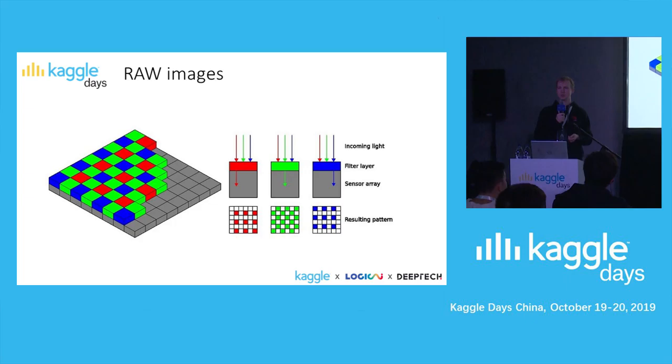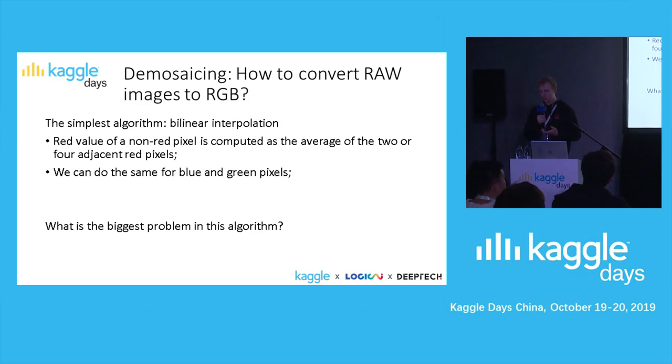So, does anyone know how we can do it? Some algorithms or some ideas? Basically, the simplest algorithm is very, very simple. No idea. Okay. So, the simple algorithm is just a linear interpolation. We can just take one, for example, red pixel, and see the nearest other red pixels, and just average them. So this will be our output. And we can also apply the same technique for blue pixels and for the green ones.